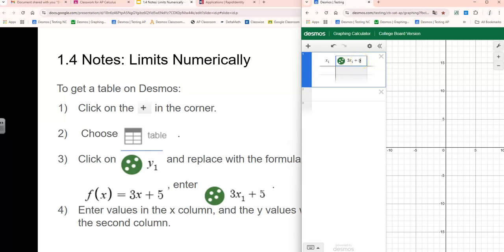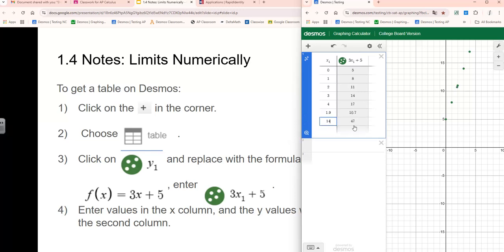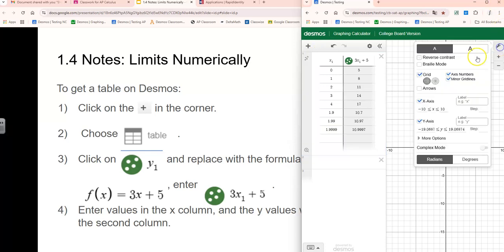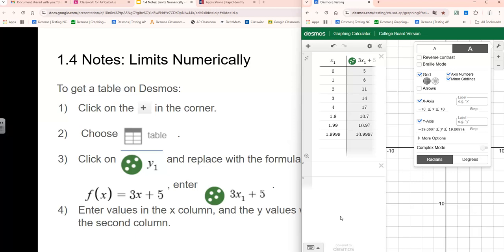And that should enter what you want. And then you're going to enter the x values that you're looking for. So you might want 0, 1, 2, 3, 4, and it will just calculate those for you. What we're going to be doing is typing in, if we're doing a limit as x approaches 2, something like 1.9, 1.99, 1.999, and so on to kind of get what's going on there. So everybody having success getting a table to come up for that? Everybody good? Any questions there?